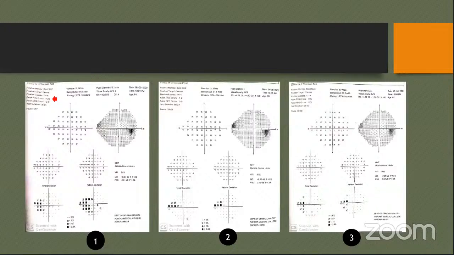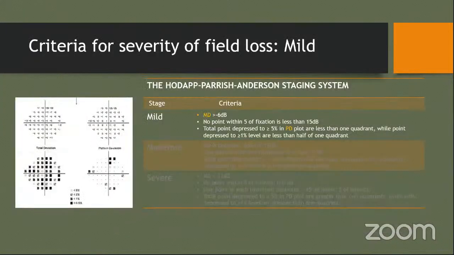But if we look carefully at the reliability indices, it has a very high false rate, and on subsequent fields the depressions are clear, and a normal field is obtained. So we need to be careful that even when the criteria are fulfilled, it should be repeatable in at least 2 more fields to say it is a glaucomatous defect.